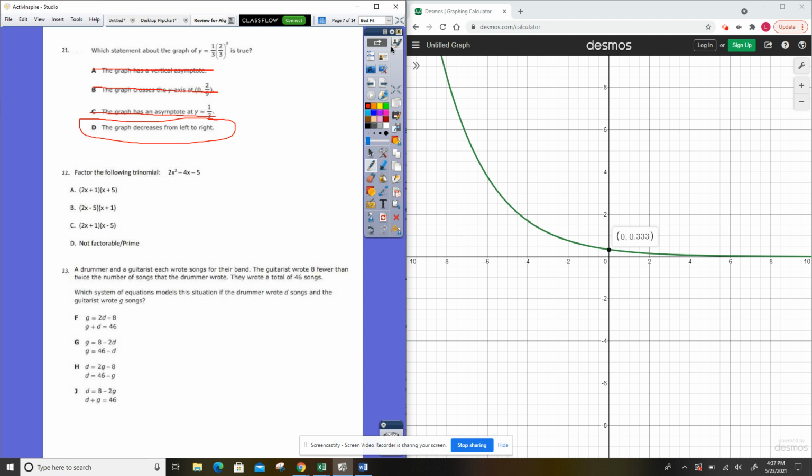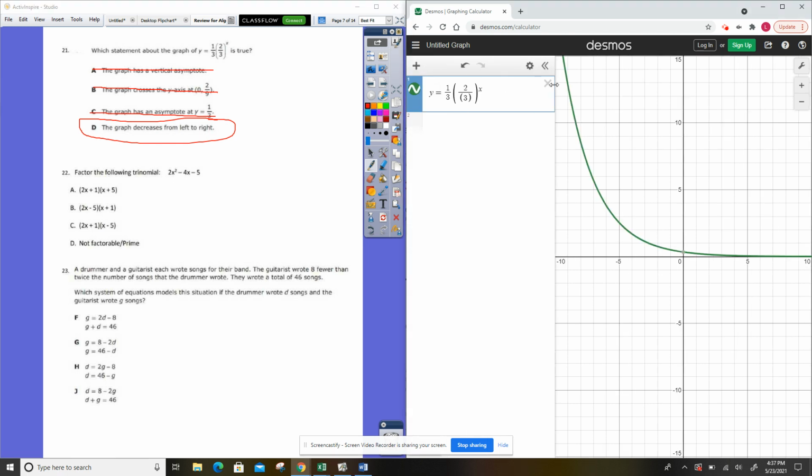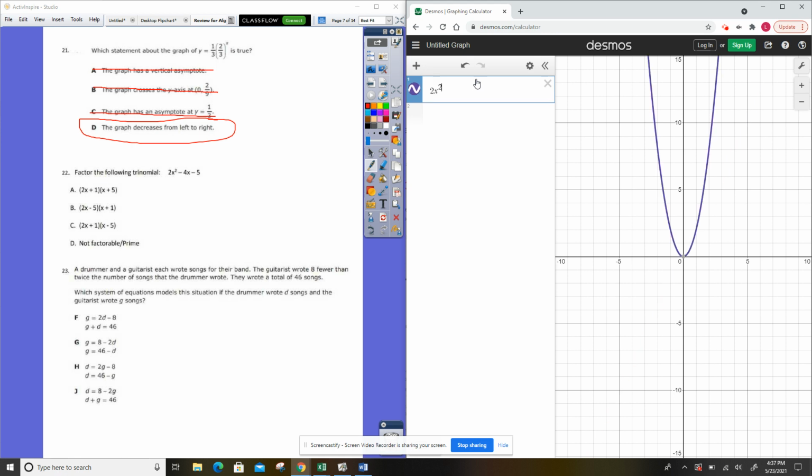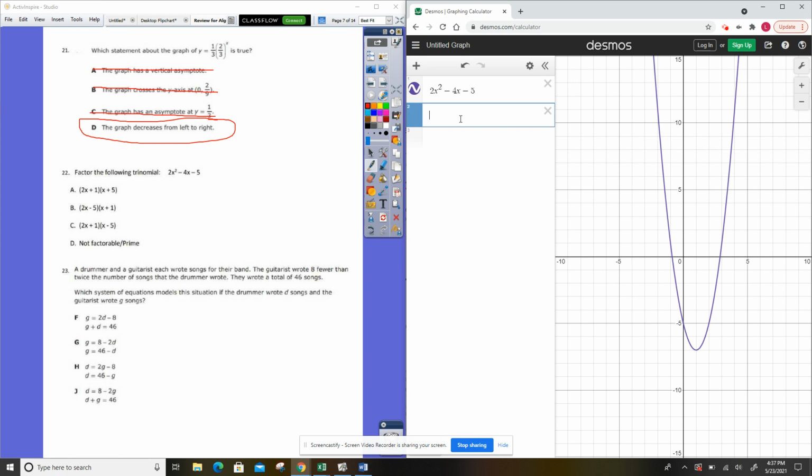Number 22, I can factor using my AC chart like normal, or I can type it into my graph. So I'm going to do it the second way this time so you can see exactly how that works. I start by typing my original equation, 2x squared minus 4x minus 5, and then I'm going to type in my first answer choice, 2x plus 1 times x plus 1. You notice they are nothing alike, so that's not our answer.